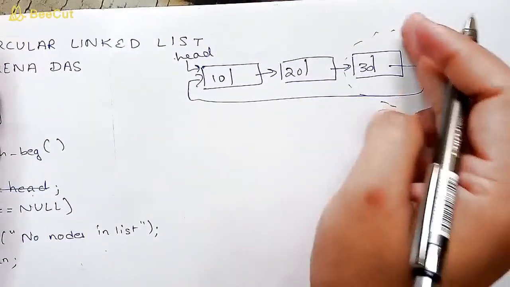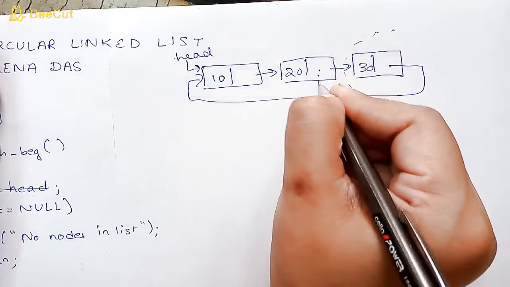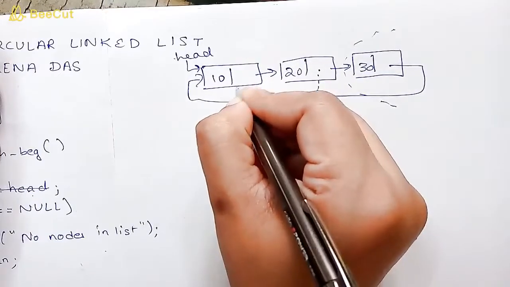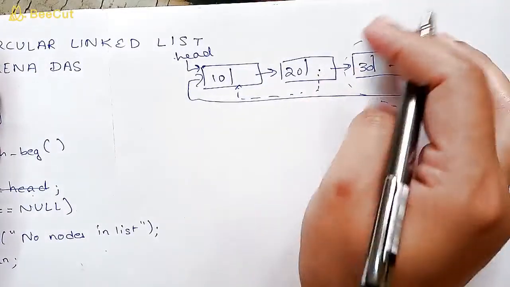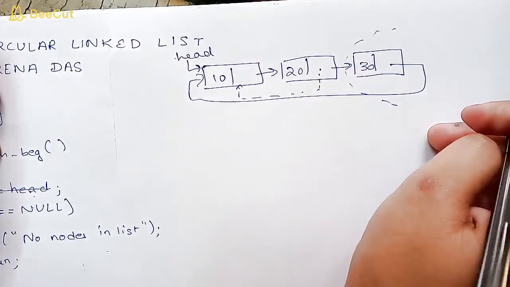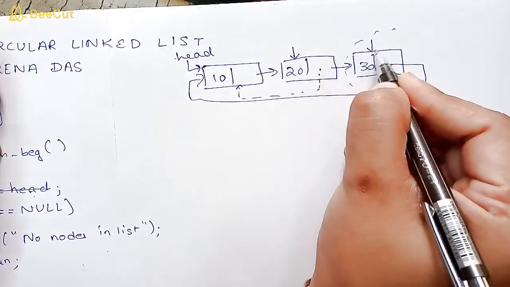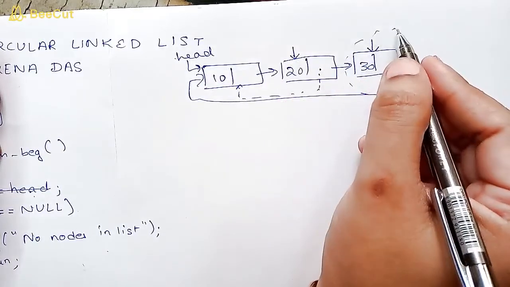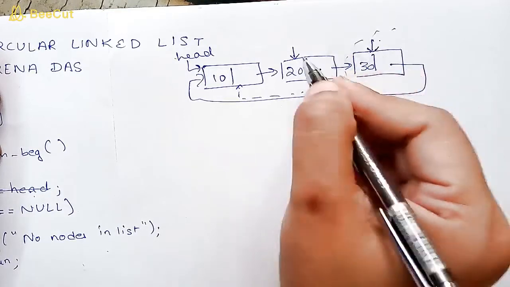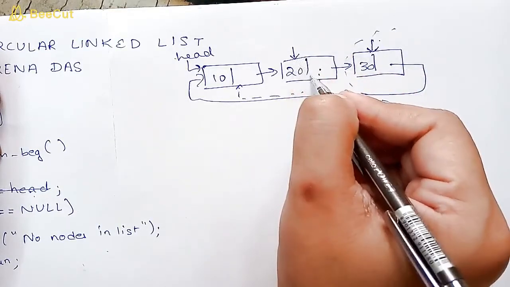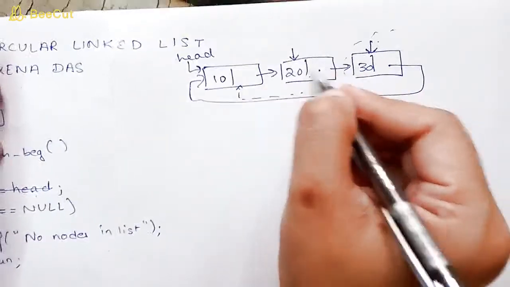See, if I want to delete this node, then this node should contain the address of head, and this should become free. That means I need a pointer which should point to this node as well as this node, so that I can use the pointer which is pointing to this node in the free function, and the pointer which is pointing to this node, I need to modify the next field of this node.